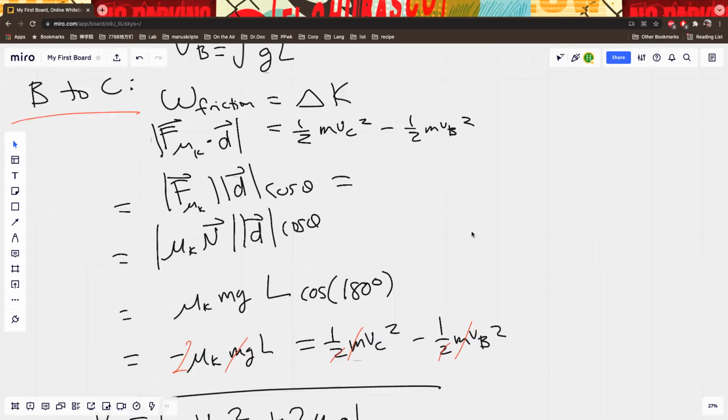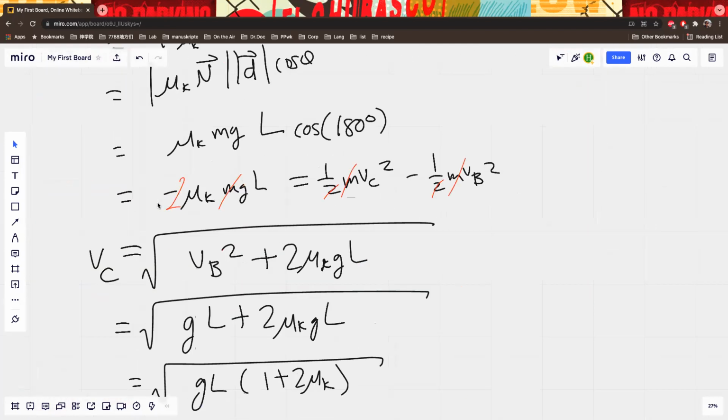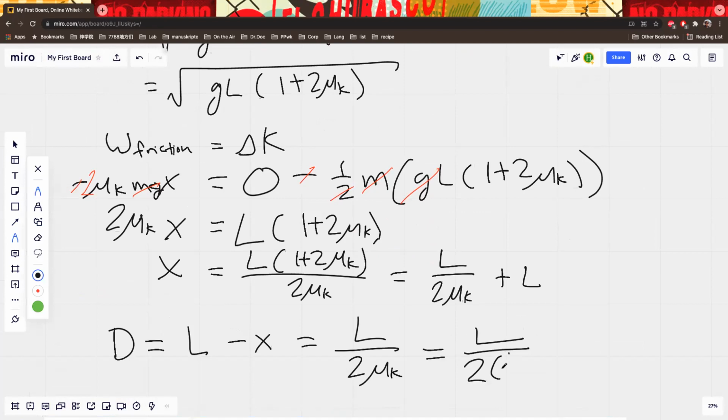Oh yeah, actually, just quickly, this mu k is 0.250. So that's 1/4. So if you do 1/4 here, you'll get, oh, we could have an actual number. And this number is actually pretty cool because we're going to have L/2 times 1/4. What's that equal to? It would be 2/4, so it would be 2L.